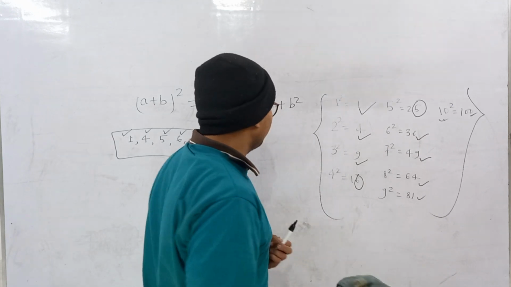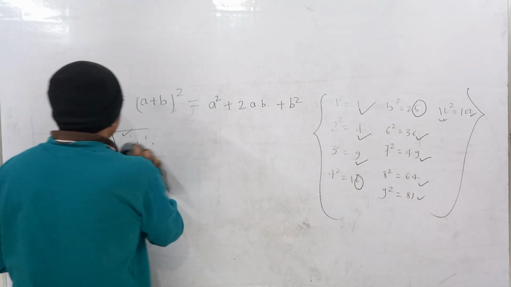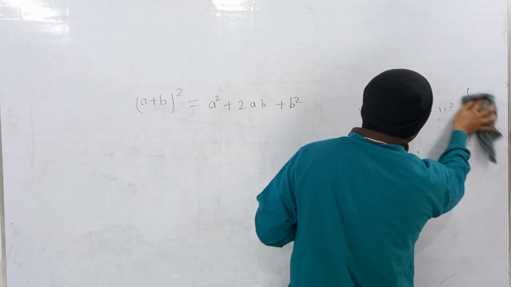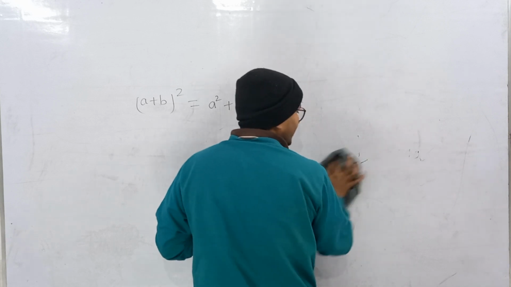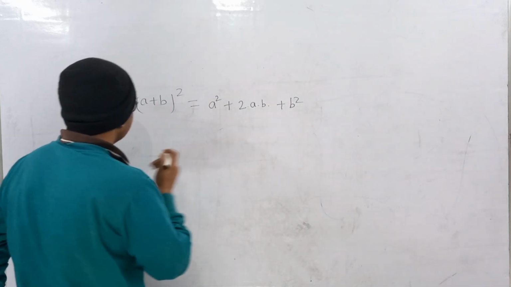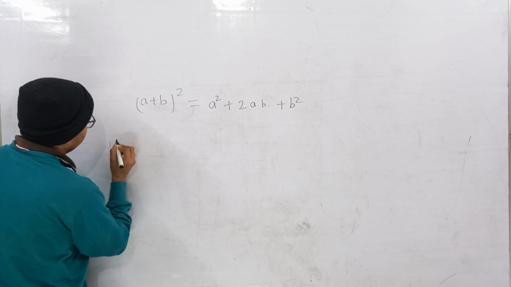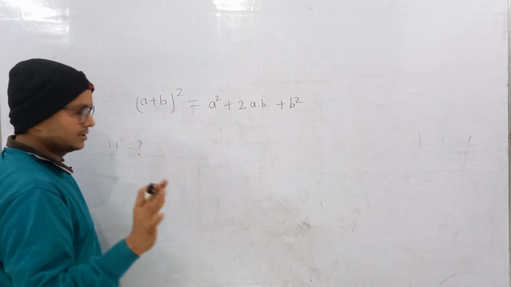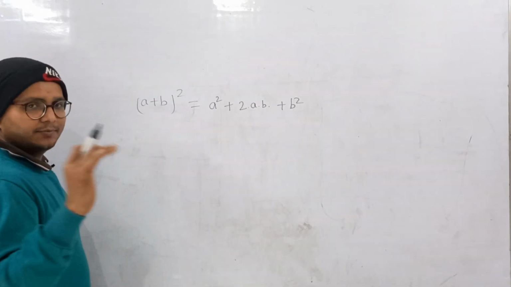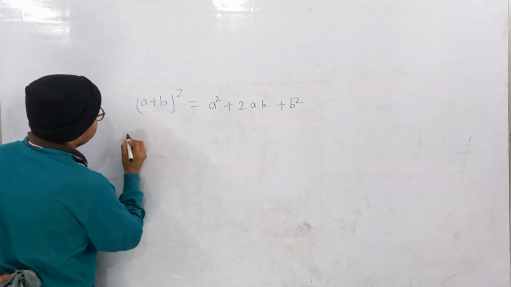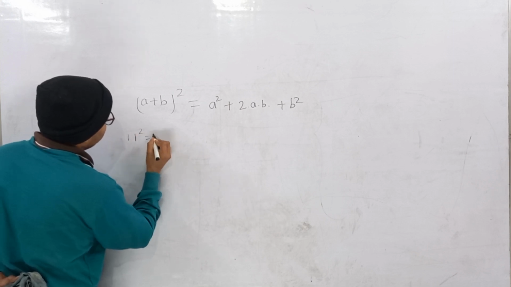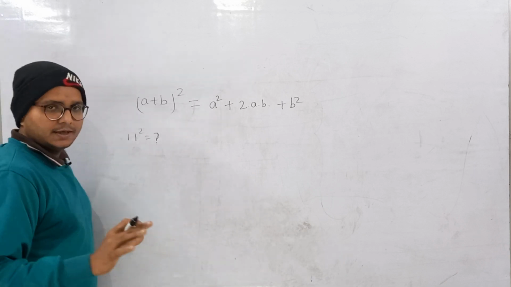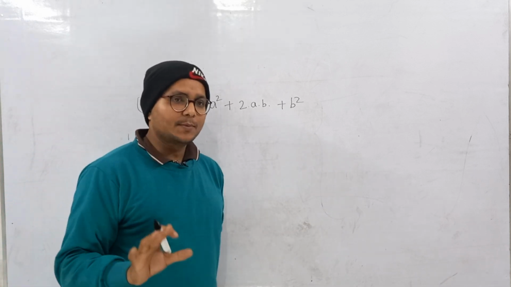After that, suppose you have to find the square of 11. This is quite easy, and I will explain it with this formula. 11 square is equal to what? We don't know exactly what the answer will be. Here I am giving you just one example. I am telling you that you don't have to memorize these things.